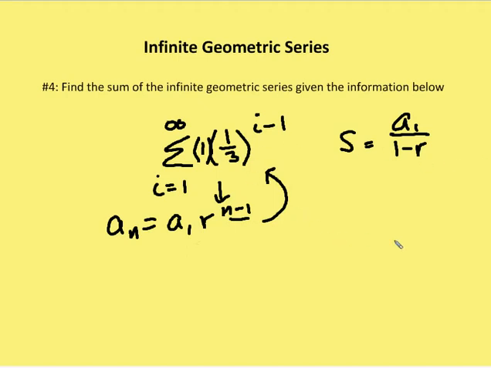So in this case we know that our a sub 1 value is 1, and our r value is 1/3. As I plug the values into the rule, I can see that the sum of this infinite geometric series is going to be 1 over 2/3, or 3/2.